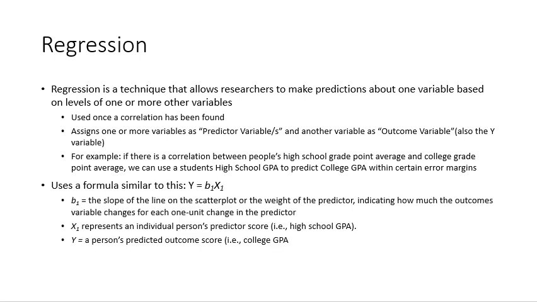So this looks like a tough formula to remember. This is actually a slightly simplified version of the formula. Y is what we're predicting. So in this case, we're predicting college grade point average. So college grade point average equals B for variable one, and B is just the slope of the line, or how much the college grade point average changes for each unit change in the high school grade point average. So for each point that high school grade point average goes up, how much does college grade point average go up? That's the slope, and then X is just a person's score. So if we take this beta weight and multiply it times a person's score, we'll be able to have what their college grade point average would be.